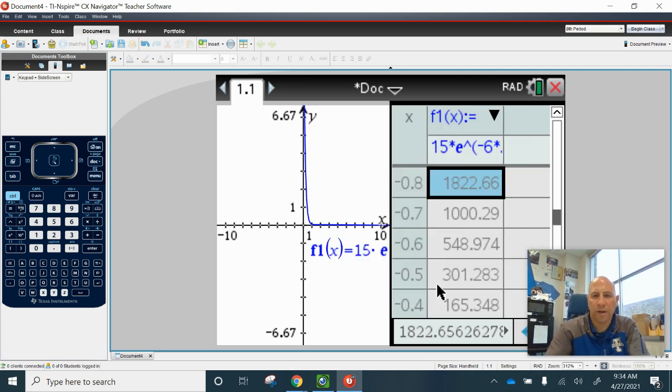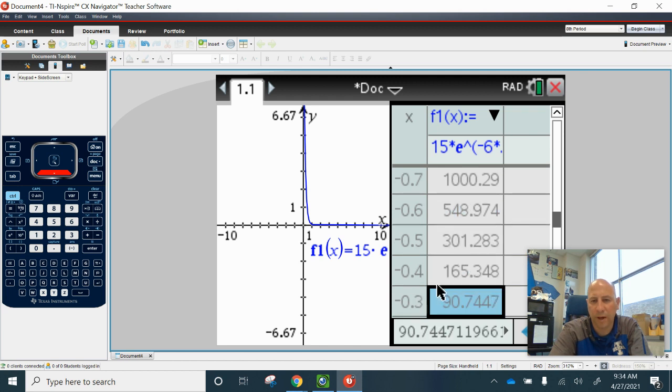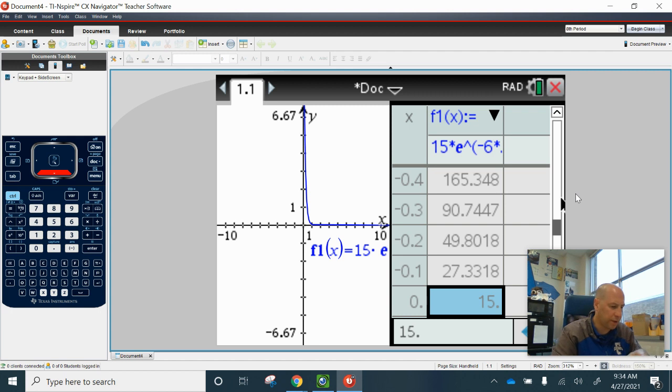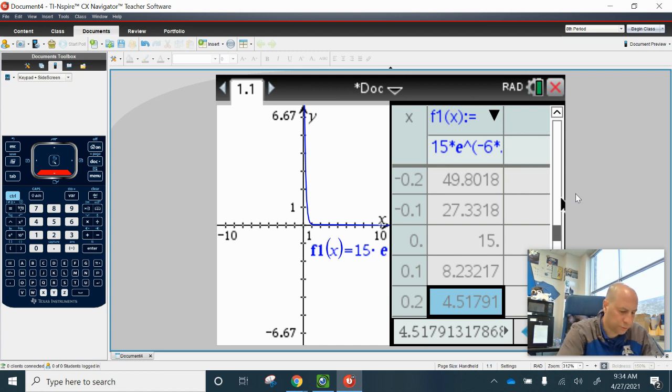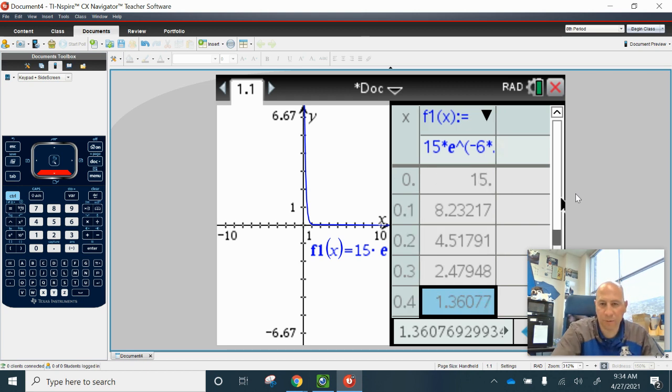Press OK. Now that number is way too big. We can't graph that point, can't graph this point, can't graph this point. I'm going to keep going until I get to a point that I can graph. 0.15. We can graph that. 0.1 is 8.23. We can graph that point. 0.2 is 4.5. 0.3 is 2.47. Again, we're just going to have to approximate these points.